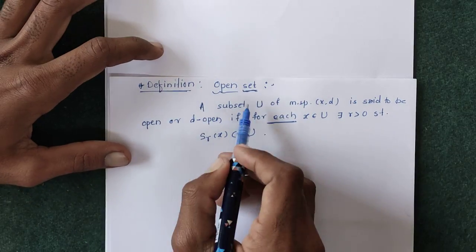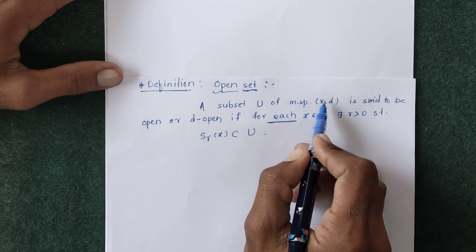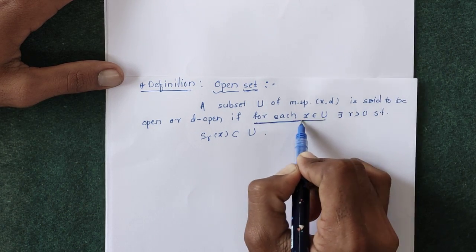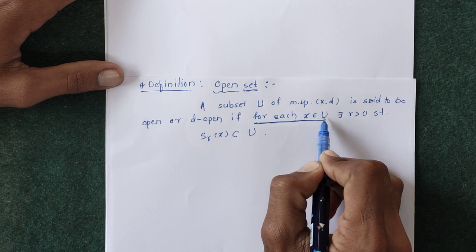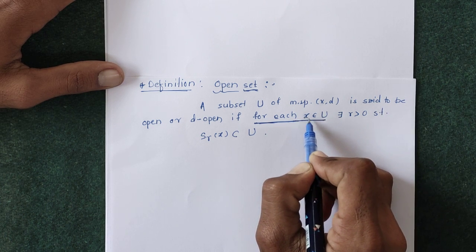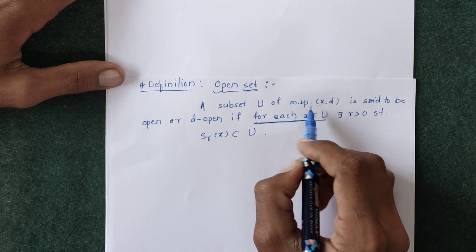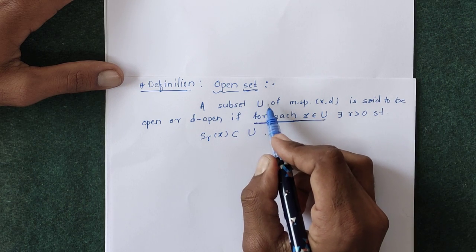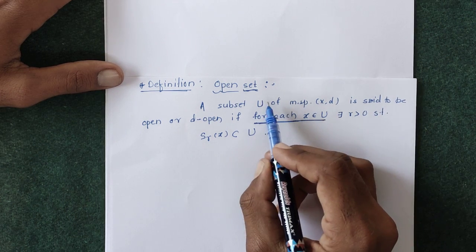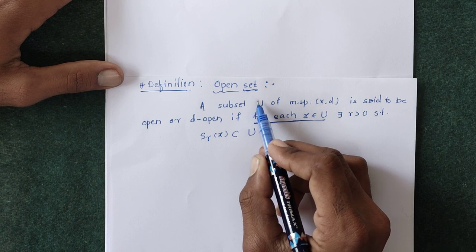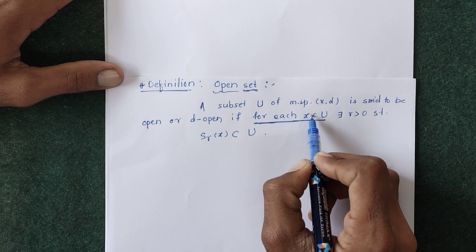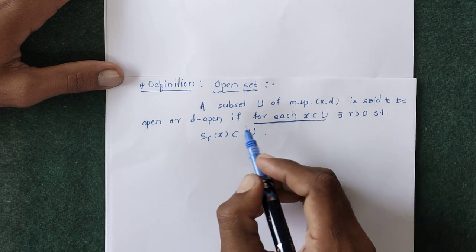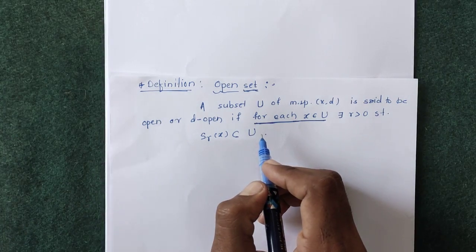Now this is the theoretical definition. A subset U of metric space (X, d) is said to be open whenever for each, this is the most important word, because if we say this U is open, then for each and every element of U, if we draw the open sphere centered at any element of U, then that open sphere must totally lie in that set U. This is the definition of open set.